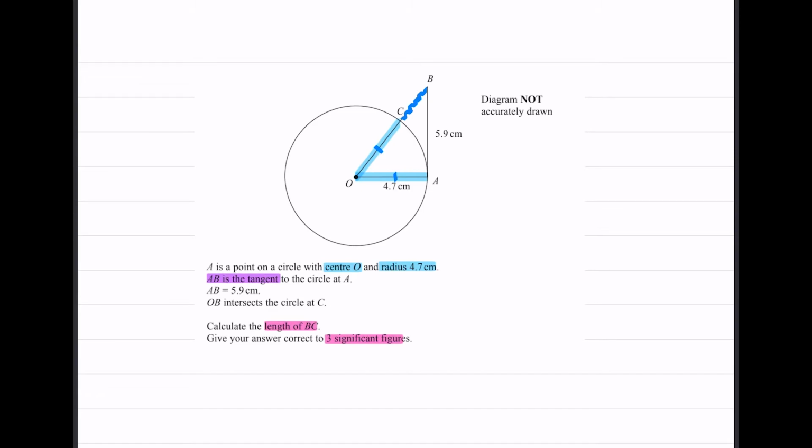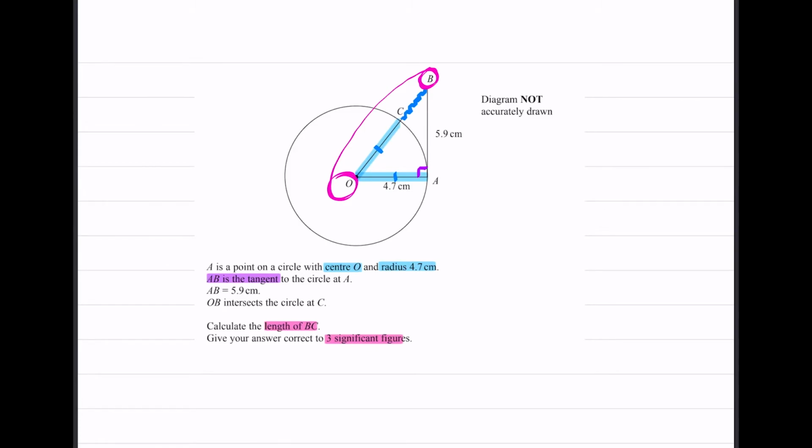Now that we have a tangent to the circle, we know that this is a 90-degree angle because the radius is perpendicular to the tangent, and that's one of our circle theorems. So now we're working with a right angle triangle. We want to calculate the length of BC. But because we're working with a right angle triangle, we can calculate the whole length of BO, because that is the hypotenuse of that triangle, BOA. Then we can subtract the radius, the line OC, from the full length of BO to get just CB by itself.